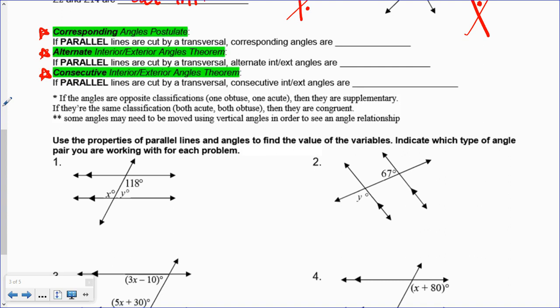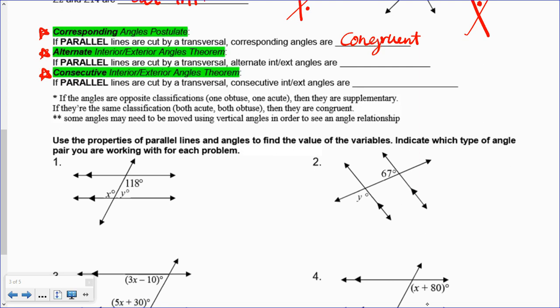A theorem needs to be proved. A postulate is taken to be true because it's based on definitions that we already know. So the postulate is something that we can take to be true without needing to prove it. These ones we will actually end up proving a little bit later in the unit. Okay? So this postulate states that if parallel lines are cut by a transversal, corresponding angles are congruent. So if you see that you have corresponding angles, they should be the same in measure.